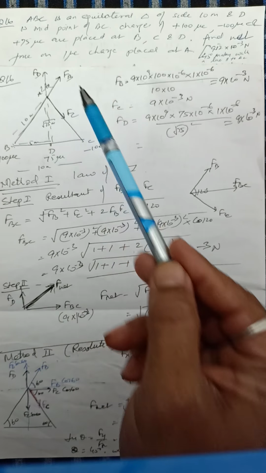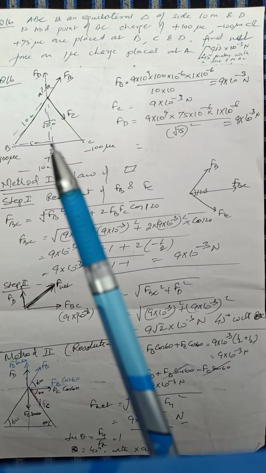FB is the force between these two. So 9 × 10^9 Q1 Q2 upon r square. Q1 is 100 microcoulomb, Q2 is 1 and the distance is 10. It becomes 9 × 10^-3. FC is the force between A and C. The value will be the same because Q1 is 100, Q2 is 1, and the distance is 10.